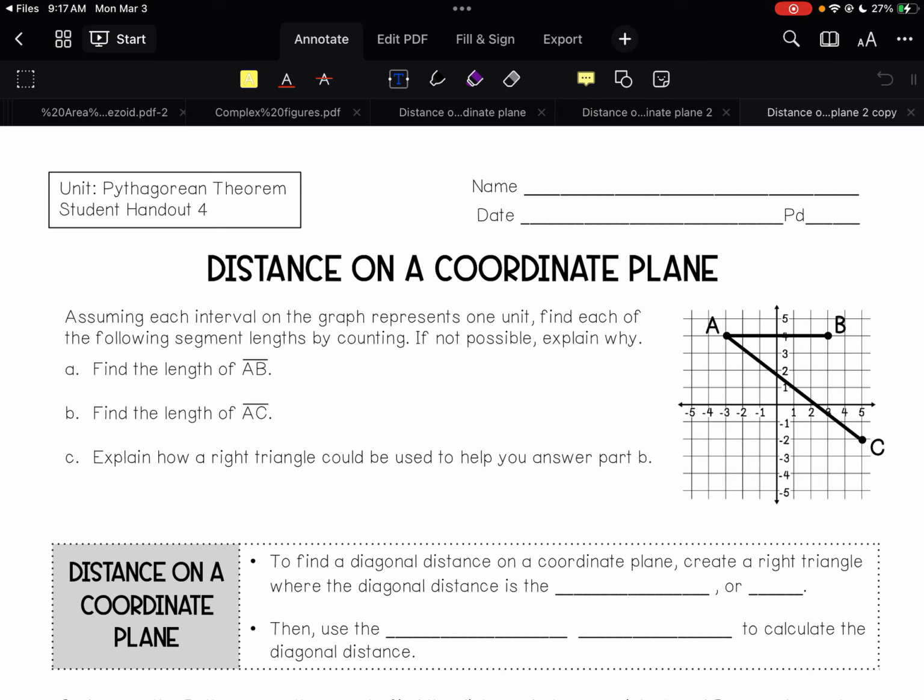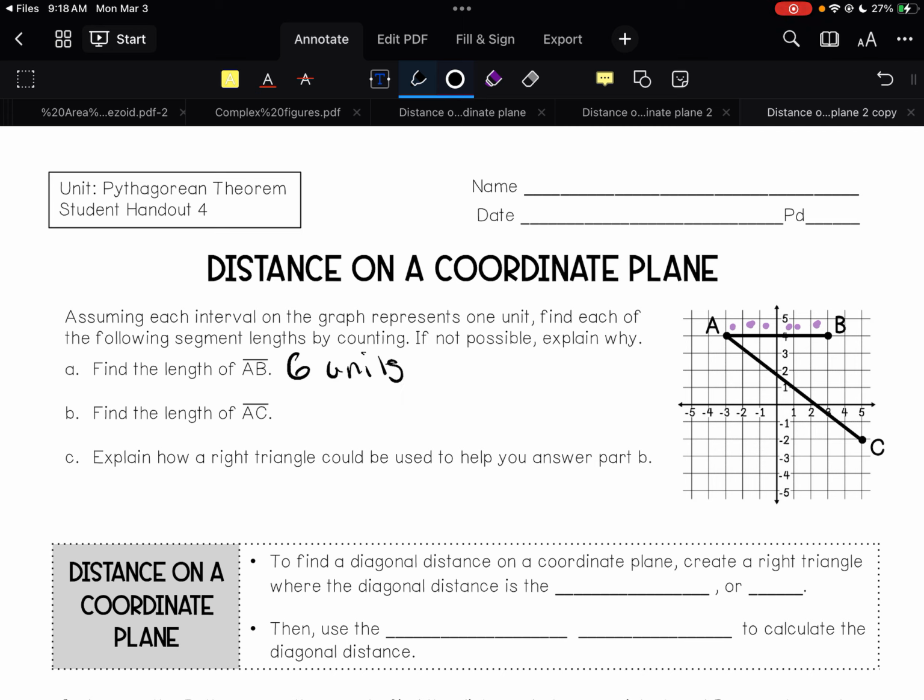The first thing here says, assuming each interval on the graph represents 1 unit, find a way to do each by counting. If not possible, explain why. So the first one says find the length of AB. That one's really easy to do by counting. You can just do 1, 2, 3, 4, 5, 6. So the length of the first is 6 units.